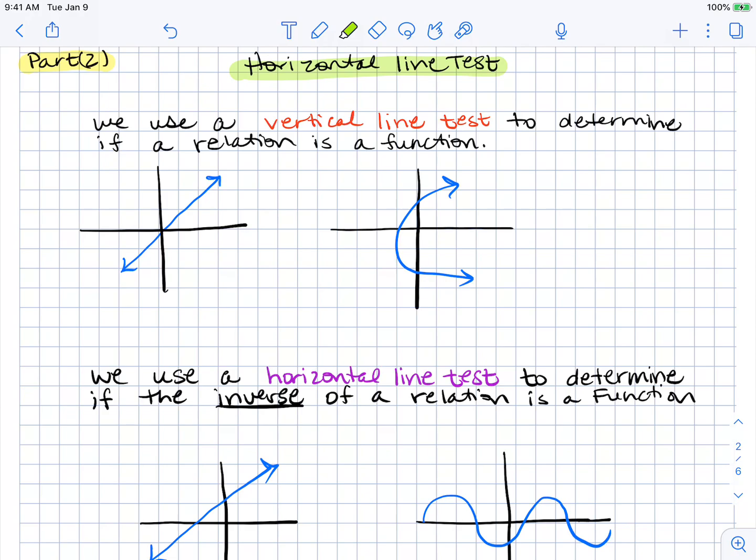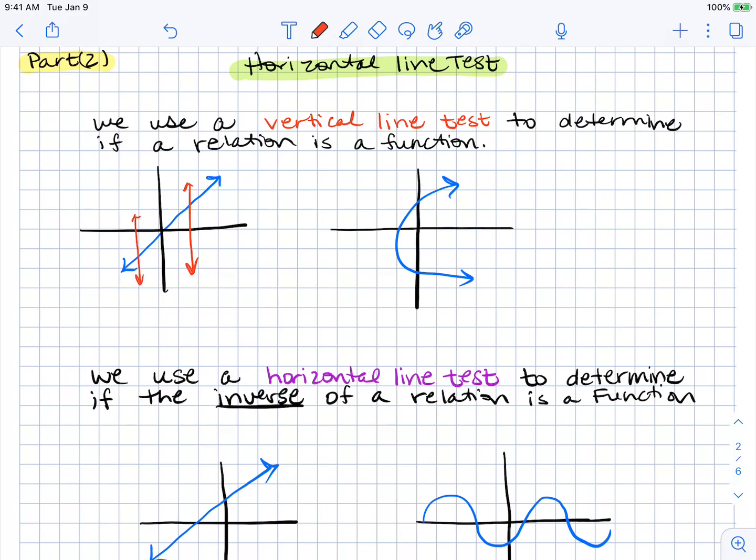Okay, so we're going to talk about inverse functions, and we're going to have the idea of a horizontal line test. And we've done line tests before. In algebra, we've talked about vertical line tests, and we use a vertical line test to determine if a relation is a function. So I'm going to draw in a vertical line, and anytime I draw in my vertical line, it passes only one place on my graph.